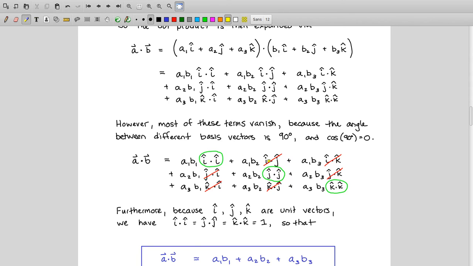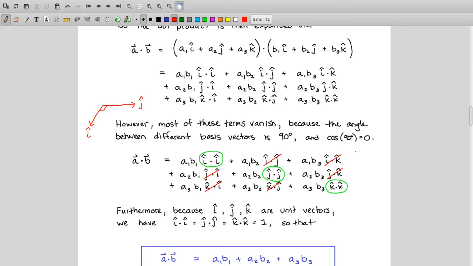But what about this term right here, i dot j? i points in the x direction, and j points in the y direction, and the angle between them is 90 degrees, and the cosine of 90 is 0. So i dot j equals 0. This is a very important property of the dot product, that when you have perpendicular vectors, the dot product is 0. And so this term vanishes.